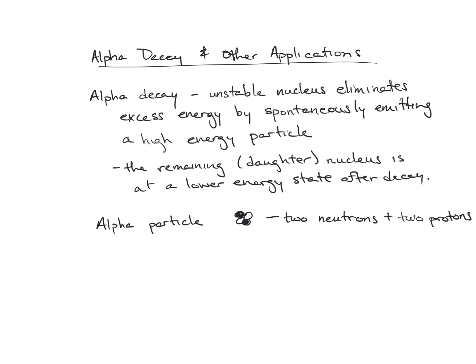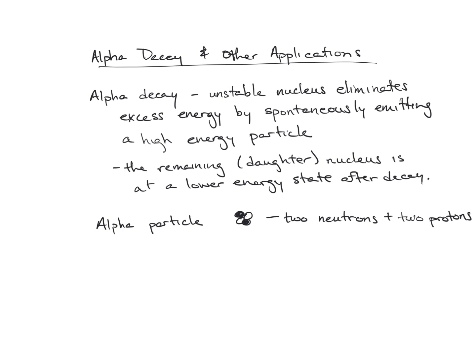I've drawn a little cartoon of an alpha particle here. It's going to be made up of 2 neutrons and 2 protons. Together, neutrons and protons, because they live in a nucleus, are called nucleons. But that's our alpha particle.